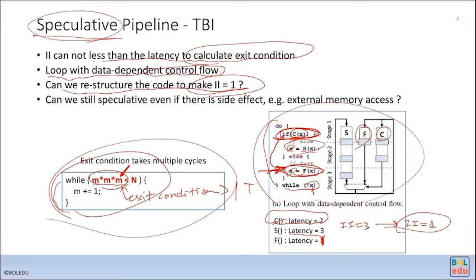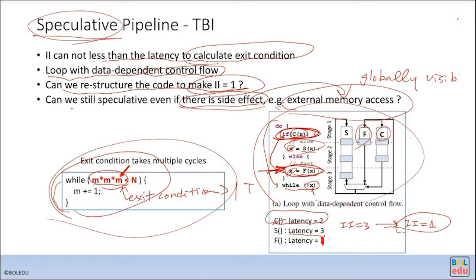And even though the result, if it's a side effect, for example, the path will update the external memory, because once you update the data in external memory, they'll become globally visible. What do you mean globally visible? That means other processes will see the memory content.